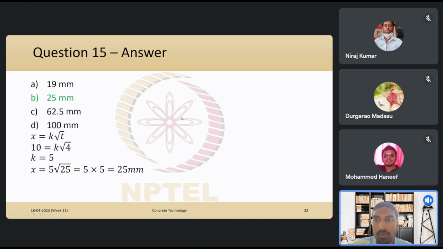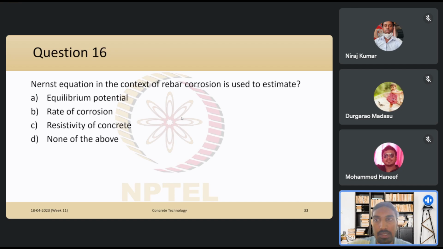Okay, so moving on, question number 16. The Nernst equation in the context of rebar corrosion is used to estimate which of the following. The options are the equilibrium potential, the rate of corrosion, resistivity of concrete, and none of the above.